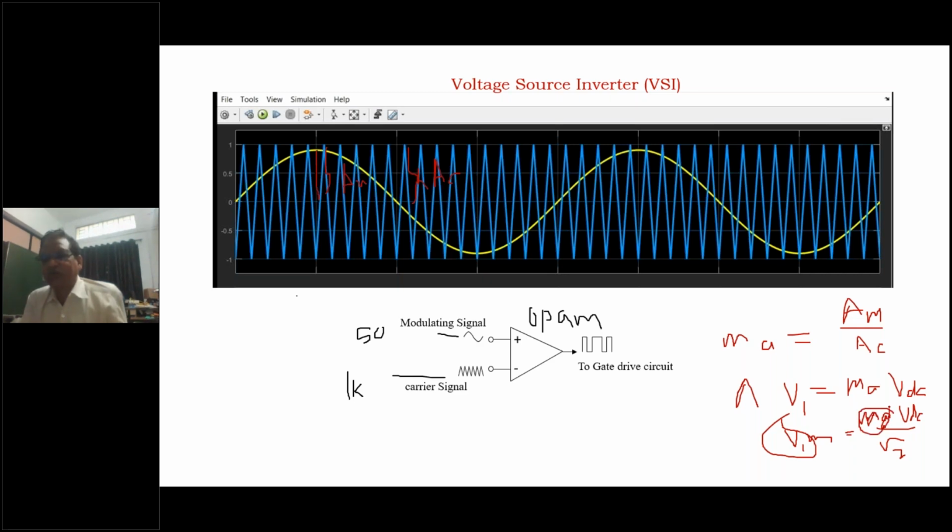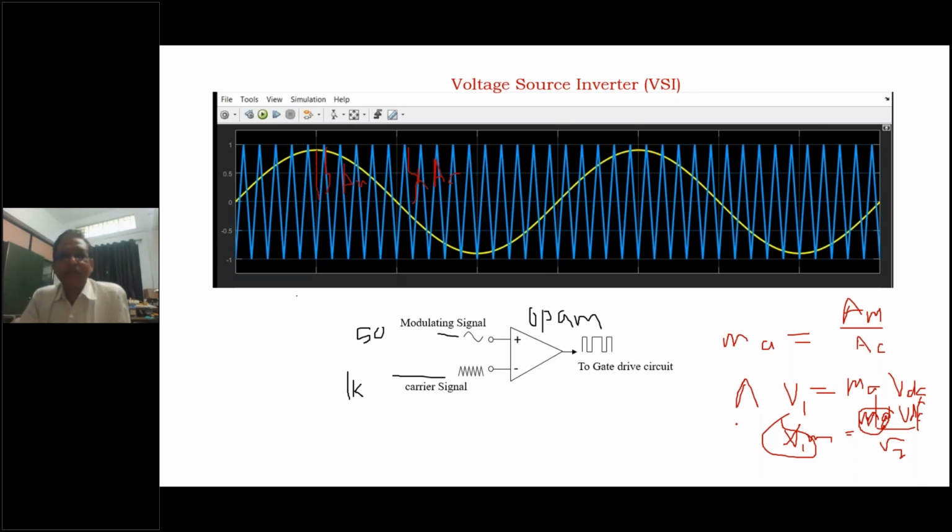Okay, so now we have two controls. I can change the modulating index, and I can change the VDC also, to control the output voltage. So in the SPWM technique, we get two control parameters: one is MA, another is VDC. Now, how do we control the inverter?